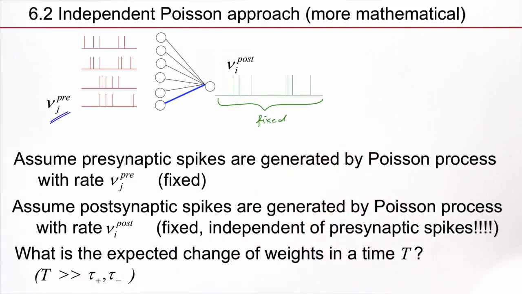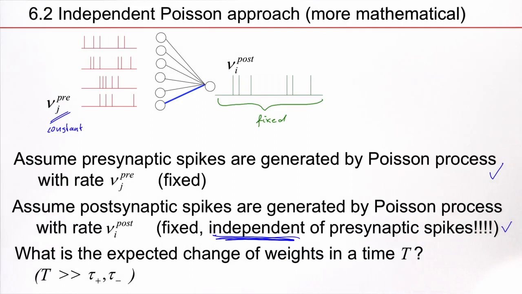And this rate, similarly, the presynaptic rate, is constant in time. So the presynaptic spikes are generated by a Poisson process. That's my assumption. The postsynaptic spikes are generated by a Poisson process with also a fixed rate, and this fixed rate is independent of presynaptic spikes. Now this is a strange assumption. I will loosen it later, but for the moment just keep this.